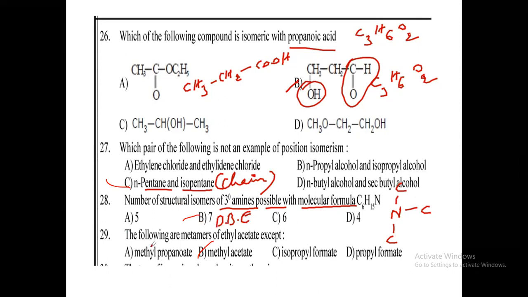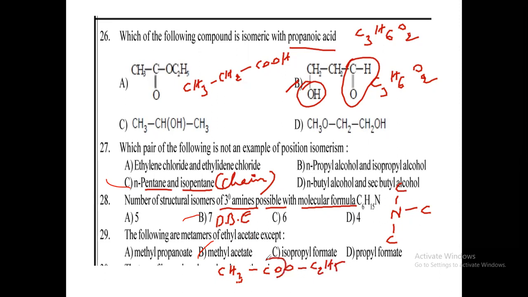Okay. Next one, the following are metamers of ethyl acetate, except. Three are metamers of ethyl acetate, but only one will not be. That one we have to identify. Ethyl acetate formula, tell me first. Ethyl acetate. So acetate means CH3COO, and ethyl group is C2H5. So it is ethyl acetate.